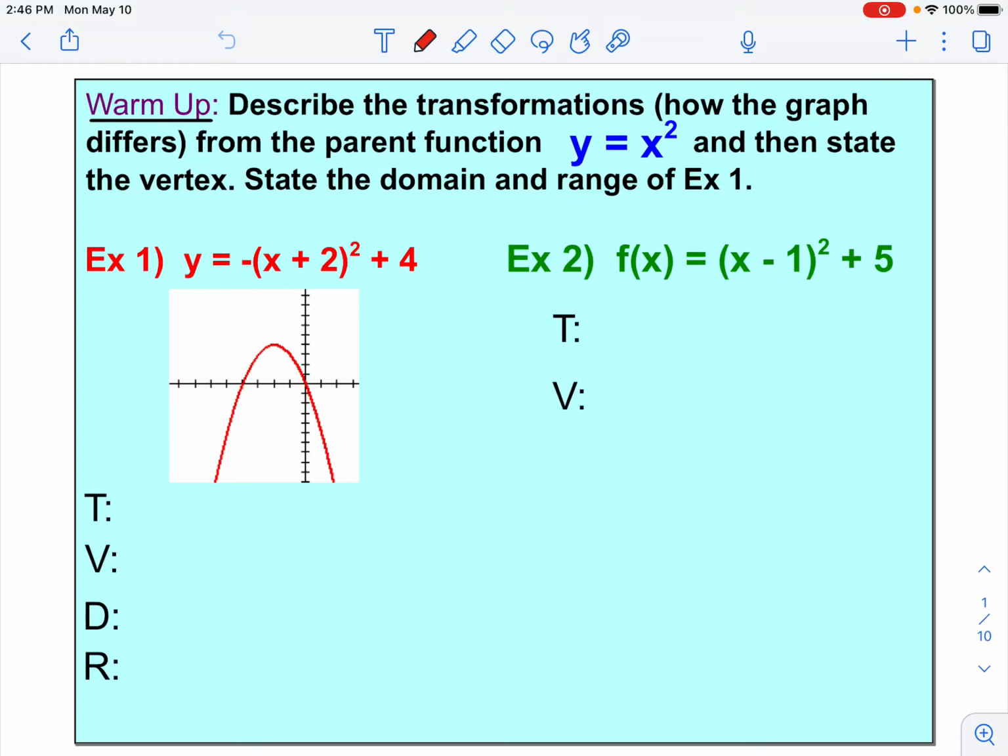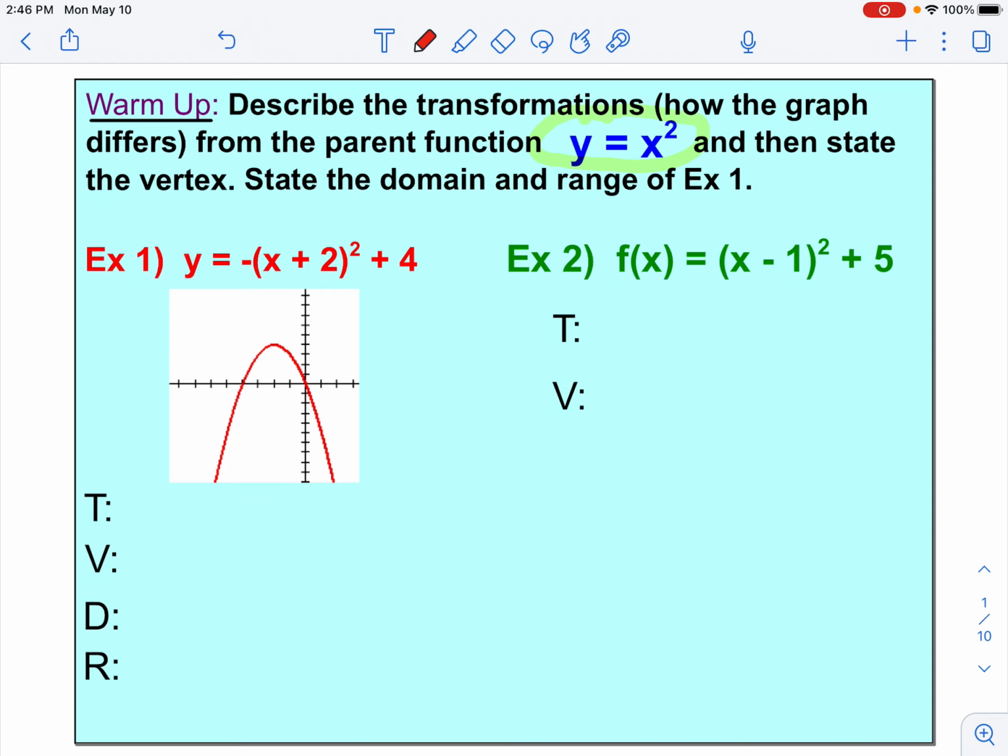Chapter 9, we are working on vertex form now with quadratics and parabolas. So I'd like you to try this warm-up, which is describing the transformation and how the graph differs from the parent function y equals x squared. And then state the vertex, the domain and range, etc. State the domain and range, I guess, just of example 1 right here. So pause the video, try these questions, and then restart the video to see if you got the answers correct.